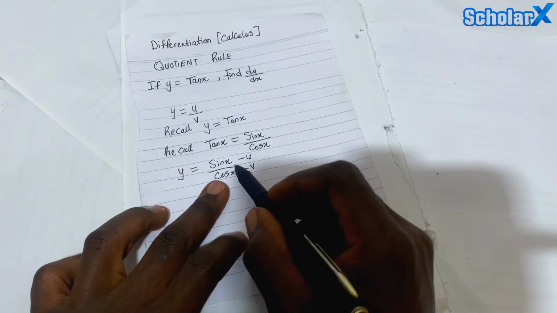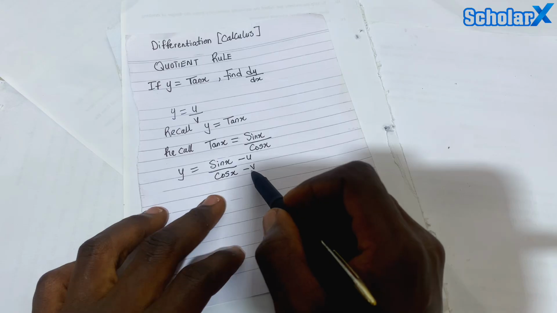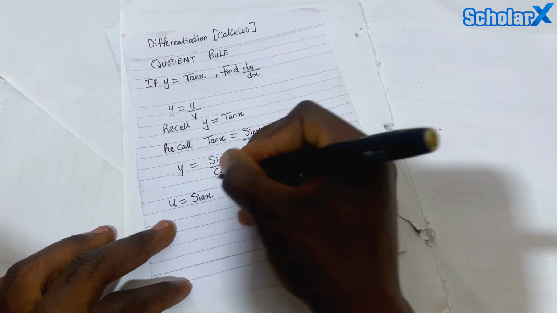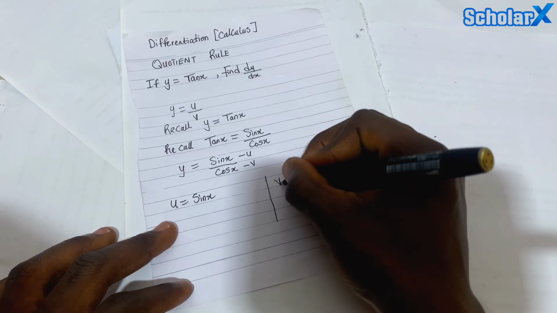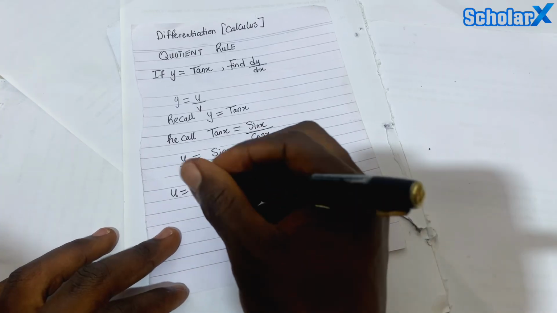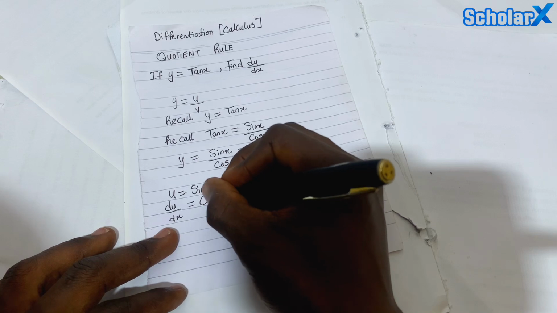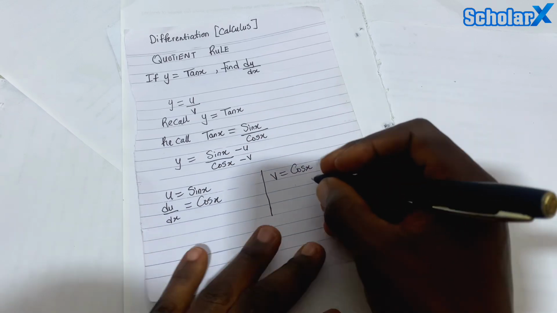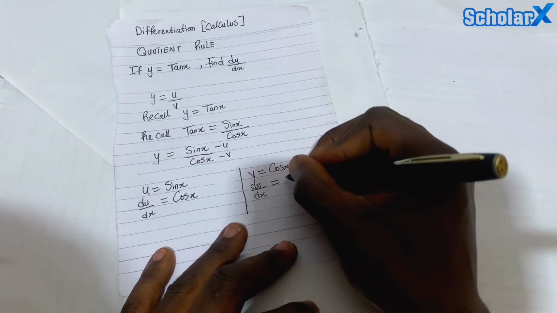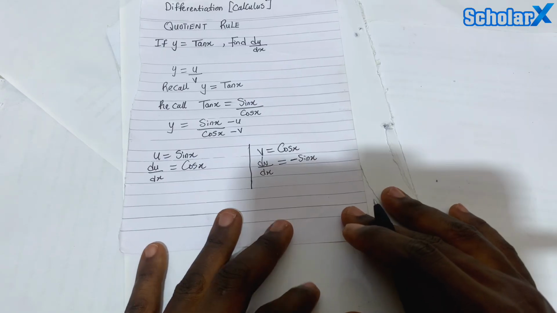So now y is a quotient, that's sine x over cos x. The numerator becomes our u, the denominator is our v. So we have u is equal to sine x, and v is equal to cos x. We're going to differentiate this out. Differentiating, du/dx is equal to cos x, because if you differentiate sine x, you get cos x. For dv/dx, we're going to have minus sine x.